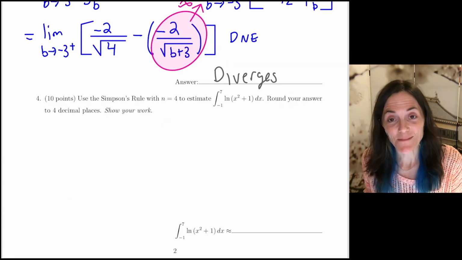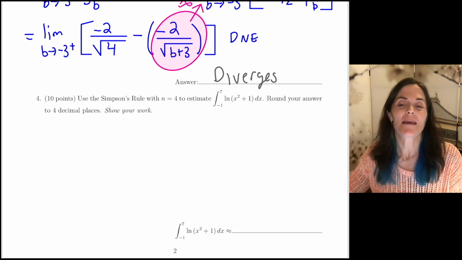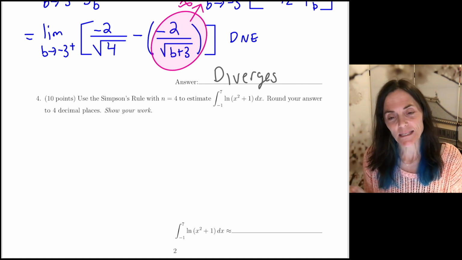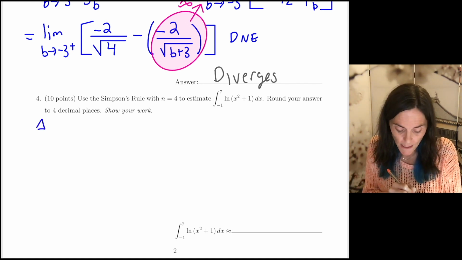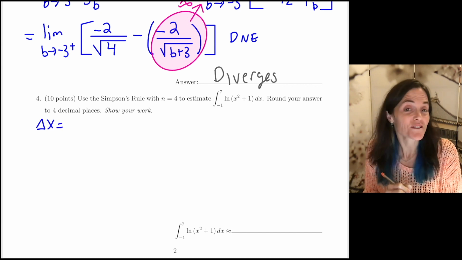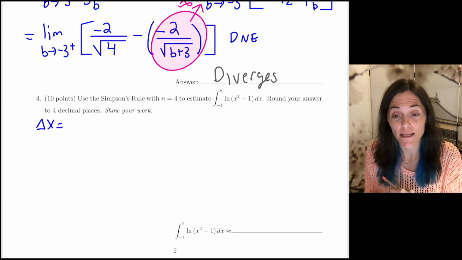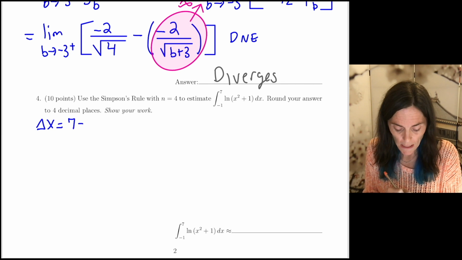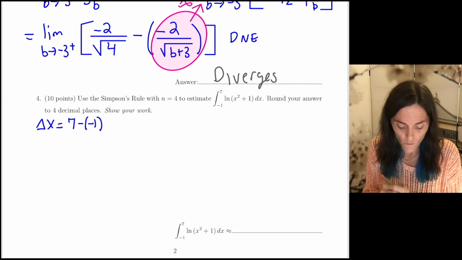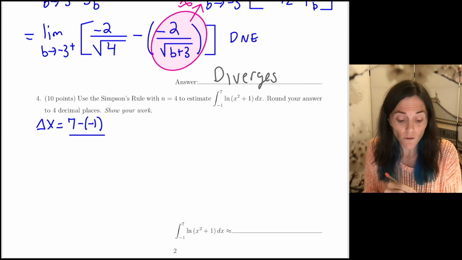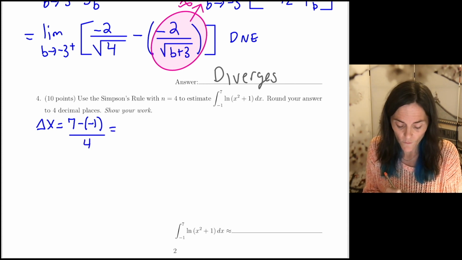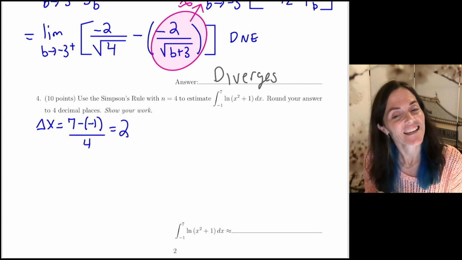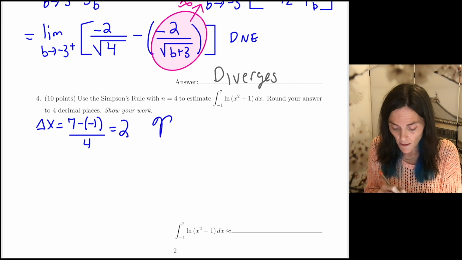Now we have Simpsons Rule. We want to estimate a definite integral using Simpsons Rule. Well, the first step, whether you have Simpsons Rule or trapezoid rule, is always to calculate delta x. This is b minus a over n. Here we are told n equals 4, so this is 8 over 4. Delta x is 2.